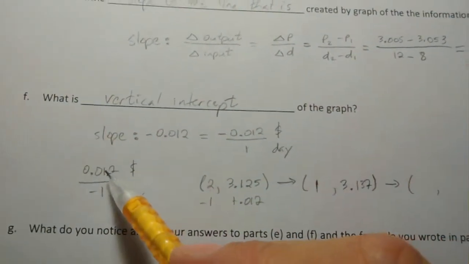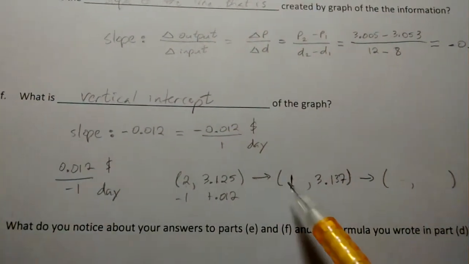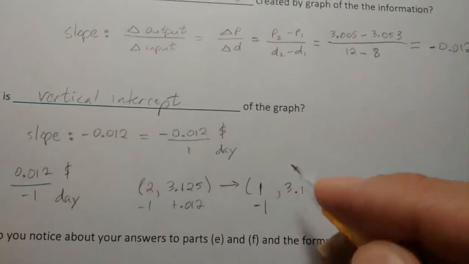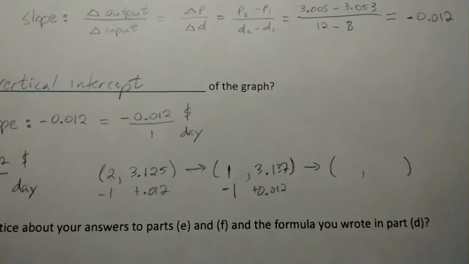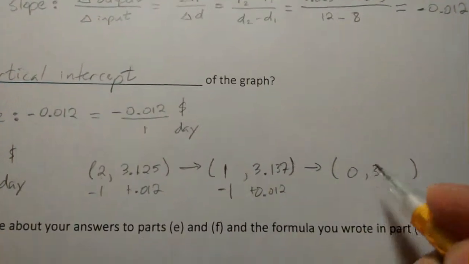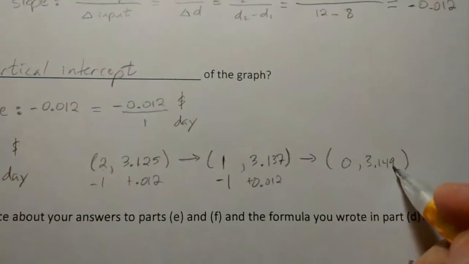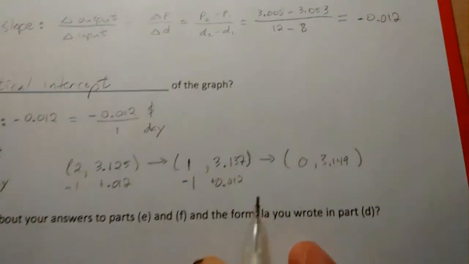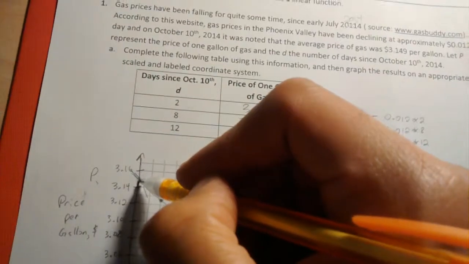So again, this is saying increase the output by that much every time you decrease the input by that much. So a decrease of 1 results in an increase of that. So what do we have here? Adding those, you get 3.149. So this is our vertical intercept. That's that point right there, almost at 15 cents.